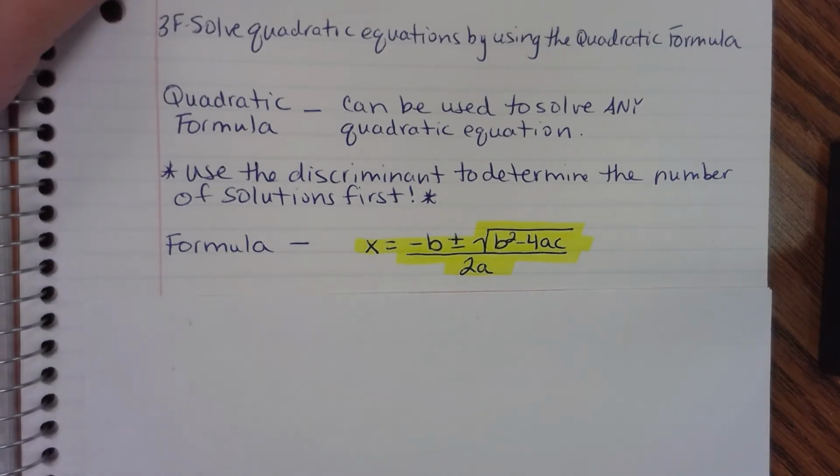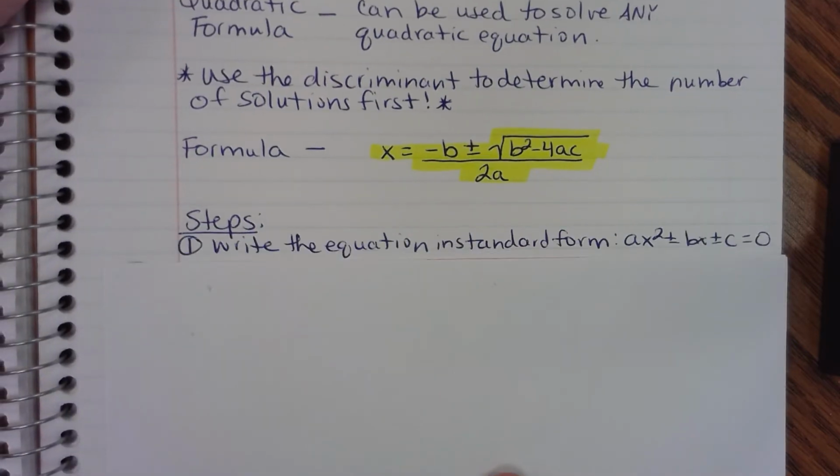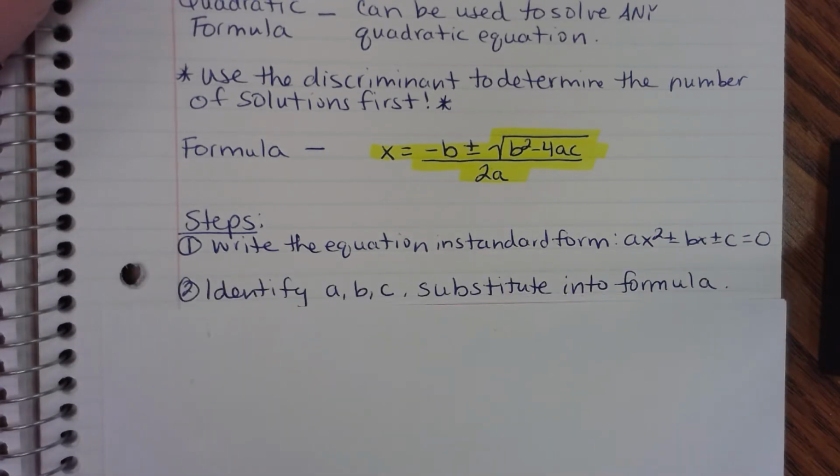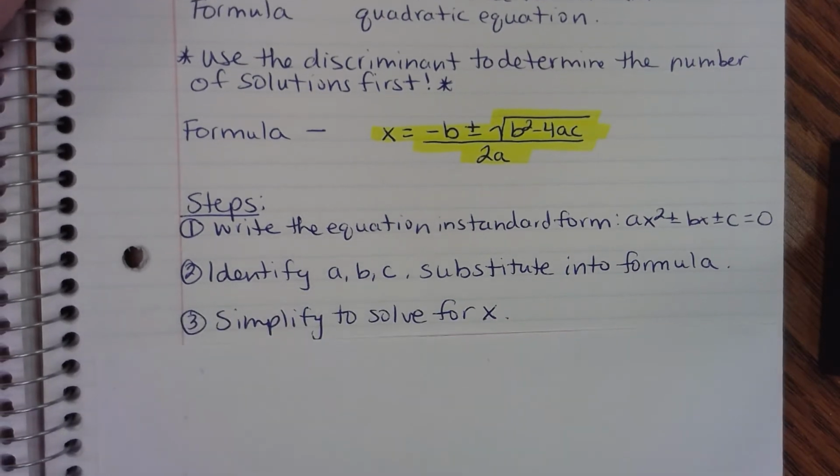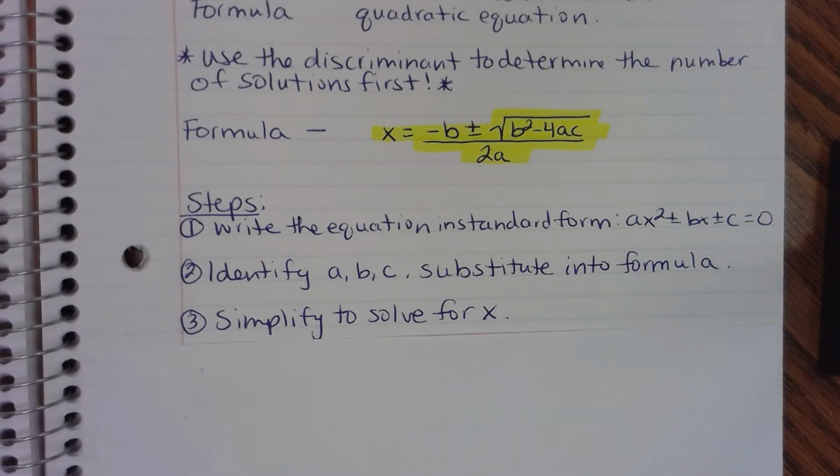There are 3 steps that we want to do in order to use the quadratic formula. The first step is to make sure that our equation is in standard form. That's ax squared plus or minus bx plus or minus c is equal to 0. In other words, get everything to the same side so that it's equal to 0. Step 2 is to identify a, b, and c and substitute them into the formula. And our last step is to simplify in order to solve for x. So we're going to take a look at a couple of examples where we're using the quadratic formula.